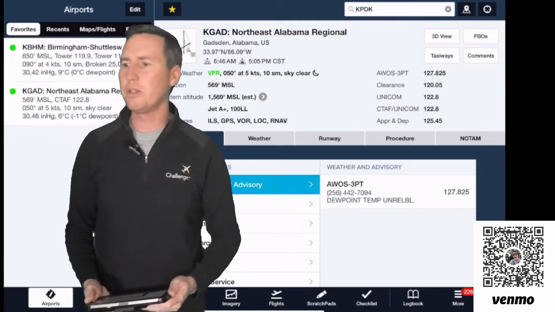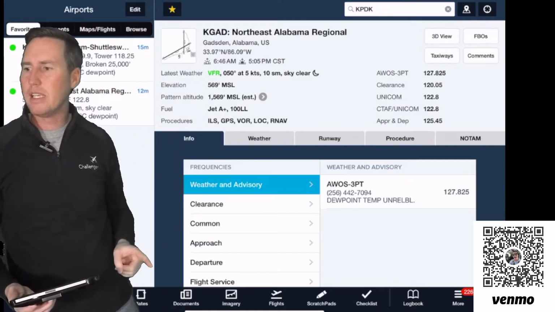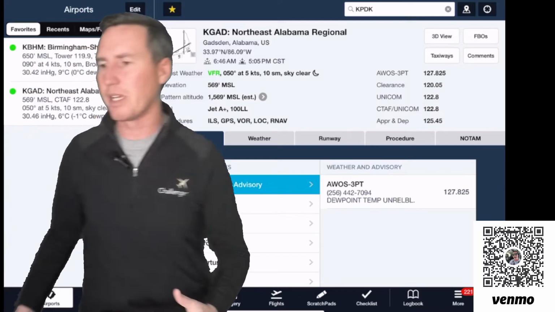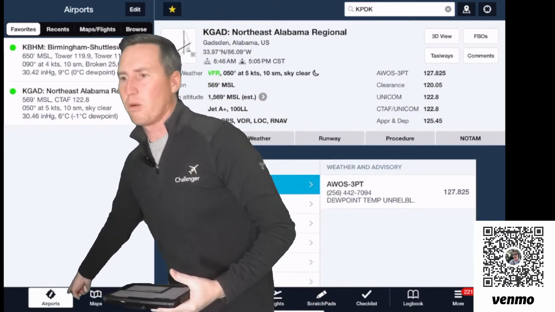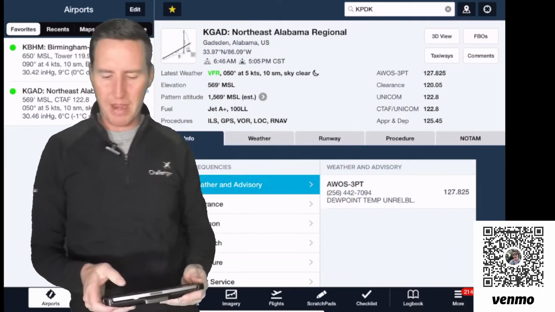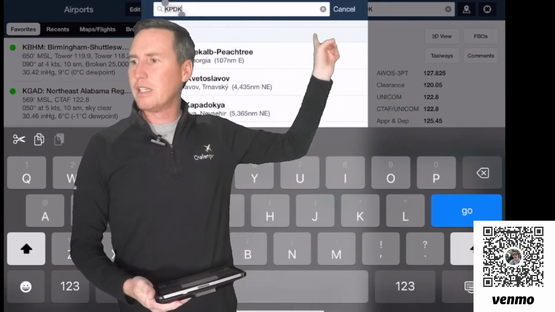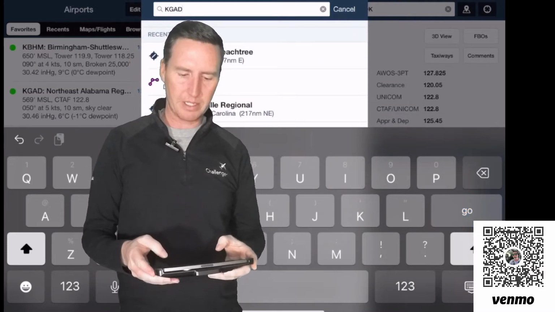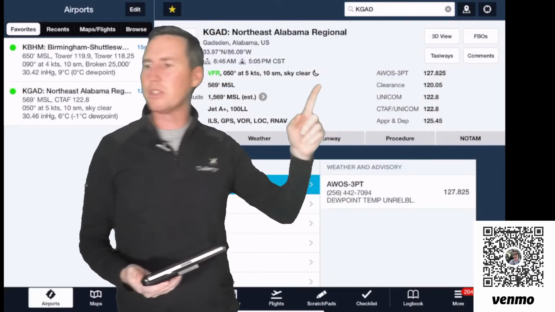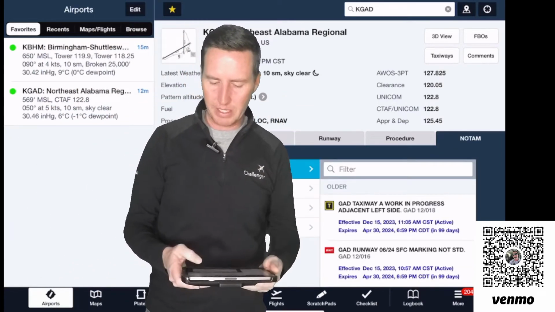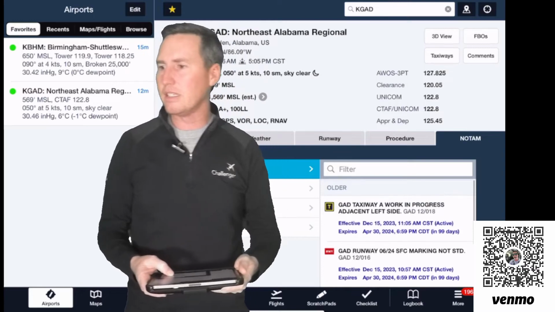So N is going to be NOTAM. So I'm right here on the airports page. So click on airports right here. And then if you don't, I've got it in the favorites, but up here in the top left, you can just hit Kilo Golf Alpha Delta. You can hit go, and then it brings you to this page. Okay, so right here, we're going to go to NOTAMs, and then we're going to read these NOTAMs.